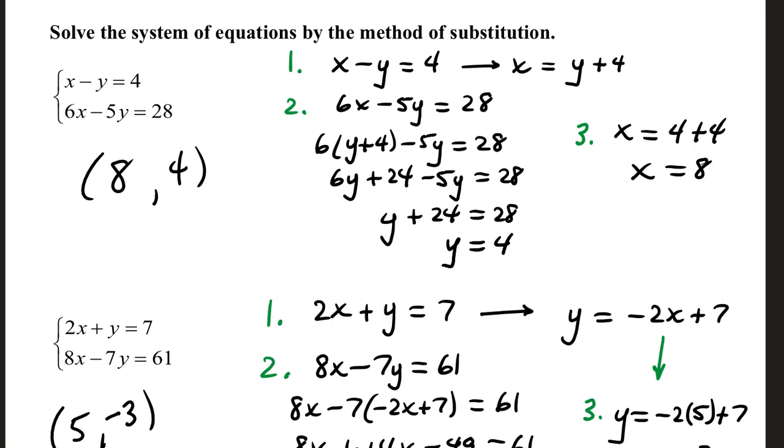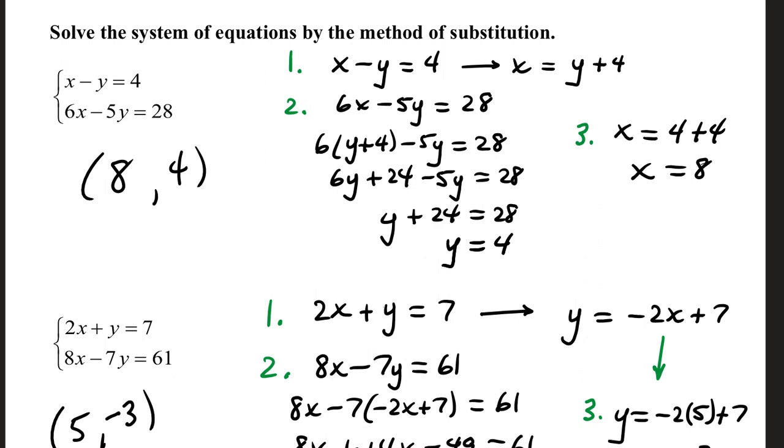Solve the system of equations by the method of substitution. In our previous video, we looked at a couple of examples of solving by substitution, and we reinforced those by graphing the two equations in the system and finding the common intersection point, which was the solution to our system. We're not going to do the graphing part in this video.